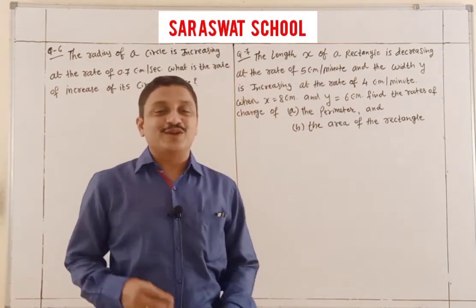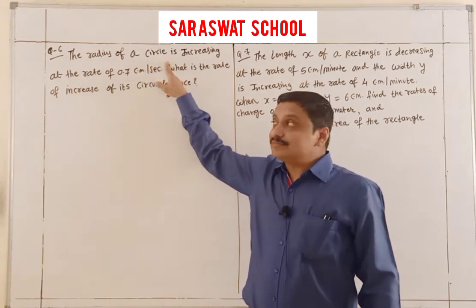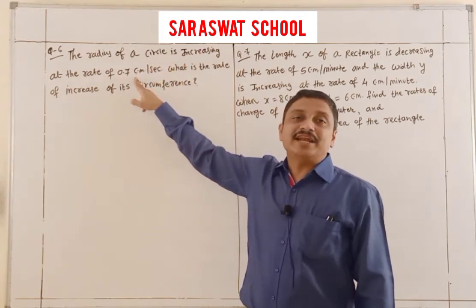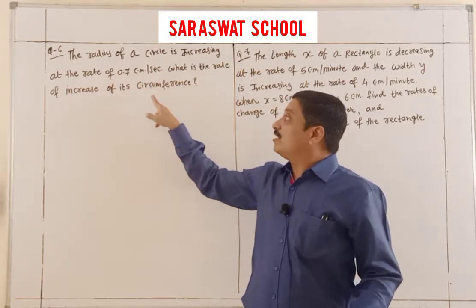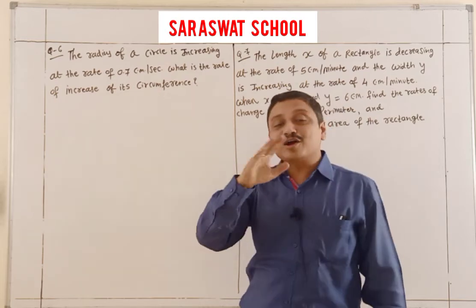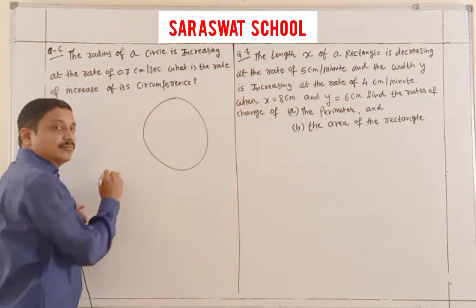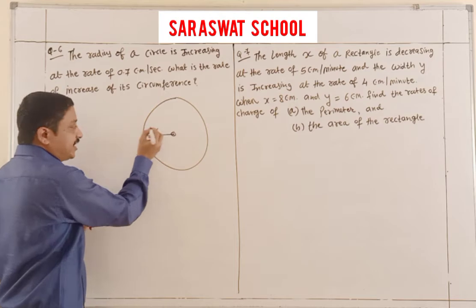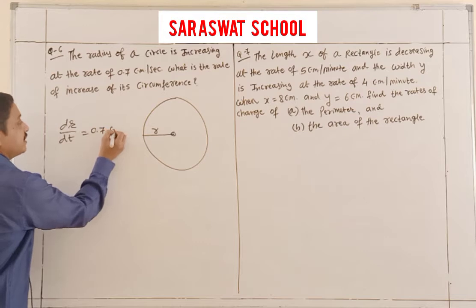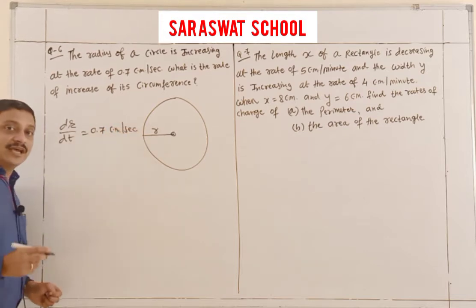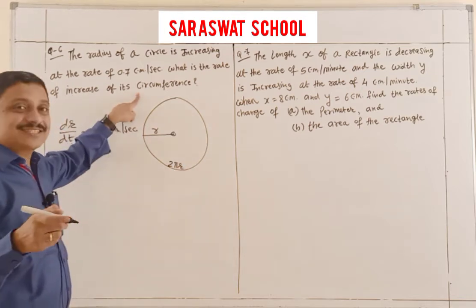Now students, one more interesting question. Question number 6. The radius of the circle increases at the rate 0.7 centimeter per second. Sorry, not area. What is the circumference increasing? So here we have a circle. Center to that distance is the radius. And the radius is increasing, given dr versus dt is 0.7 centimeter per second. And what is the circumference? 2 pi r.